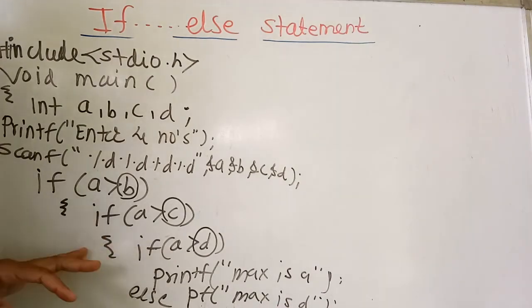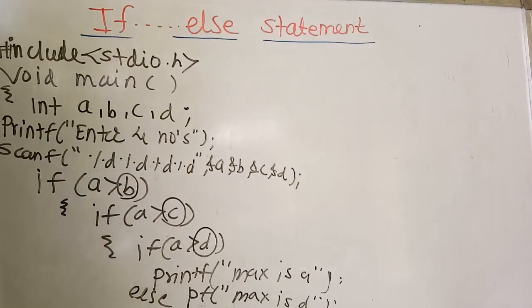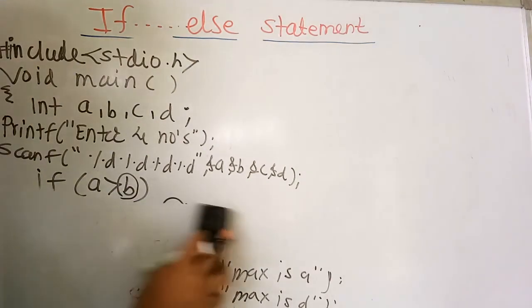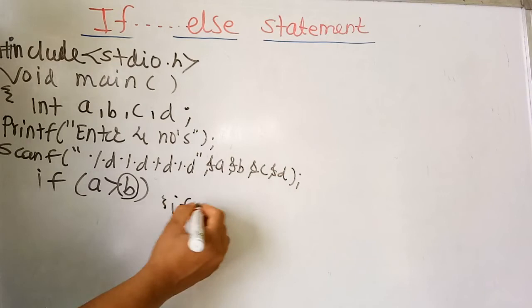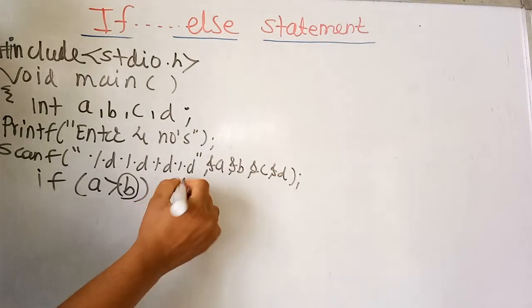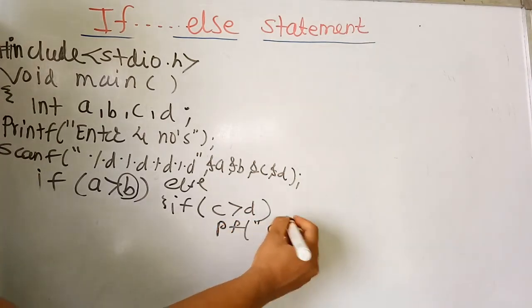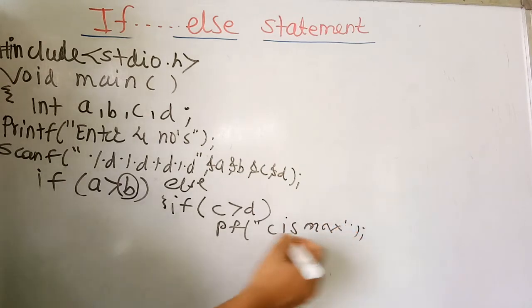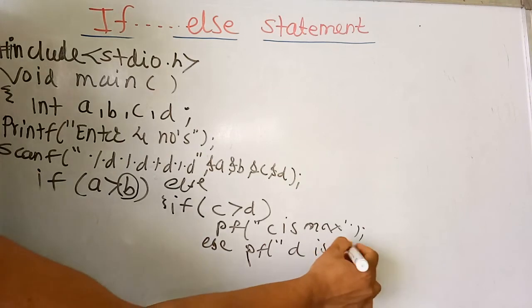If we go back to the previous statements, and if this A is greater than C fails, meaning A is greater than B, but A is not greater than C, then obviously C is greater here, then we have to check it with D. We will take the subsequent statements like, if A is greater than C fails, then for that we will take else if C is greater than D. If it is true, then it will print C is max. Otherwise, it will print D is max.